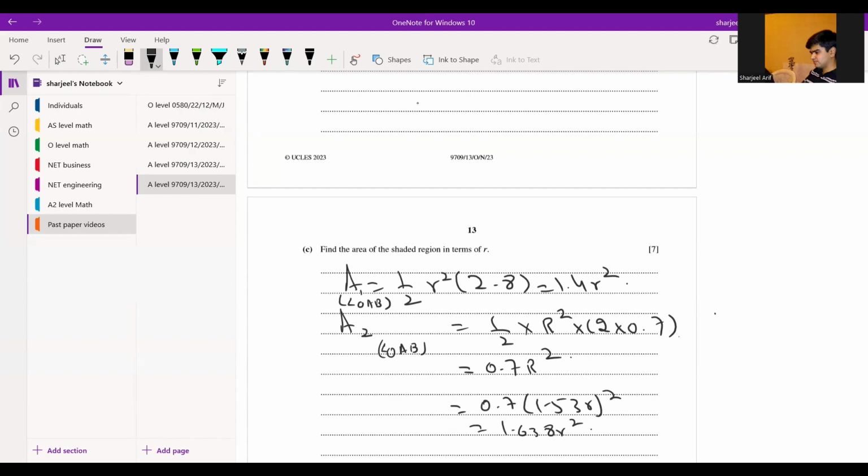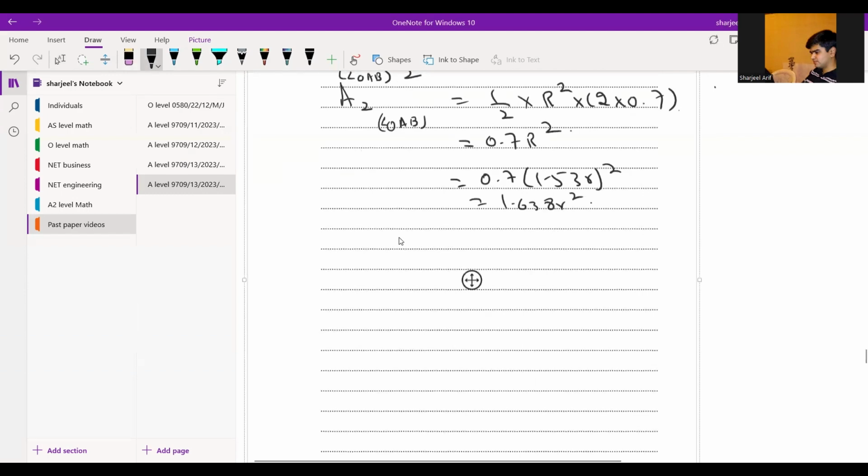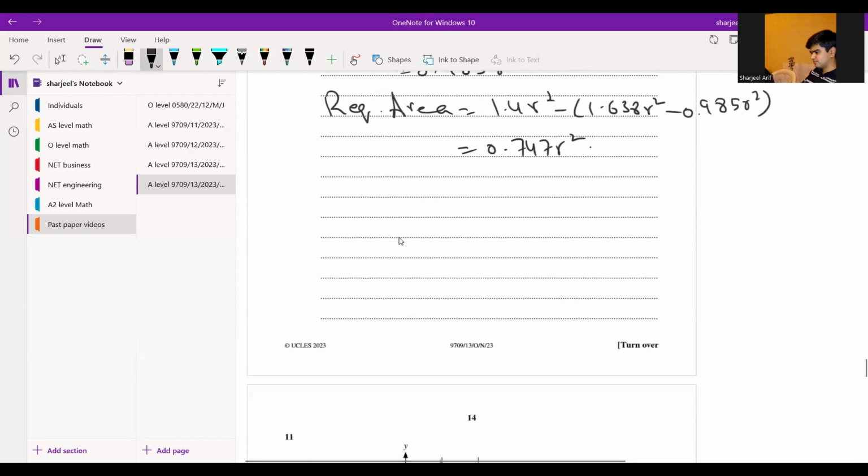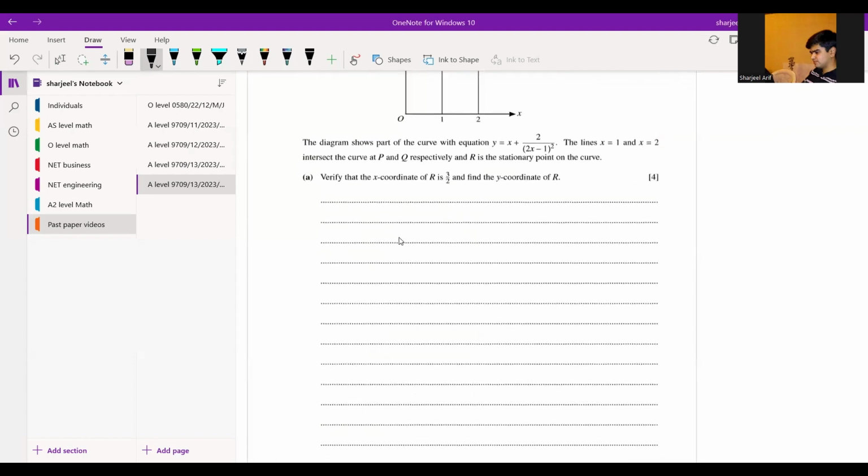This will become 1.638 small r squared. And now we have to find the area of the triangle. That would be 2 into 1 by 2 into small r into capital R sine 0.7. This will be equal to 0.985 small r squared. So the required area will be equal to 0.747 r squared.